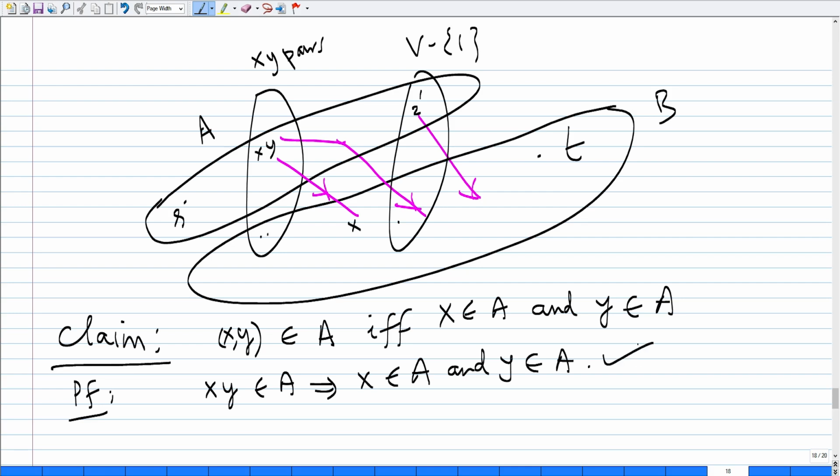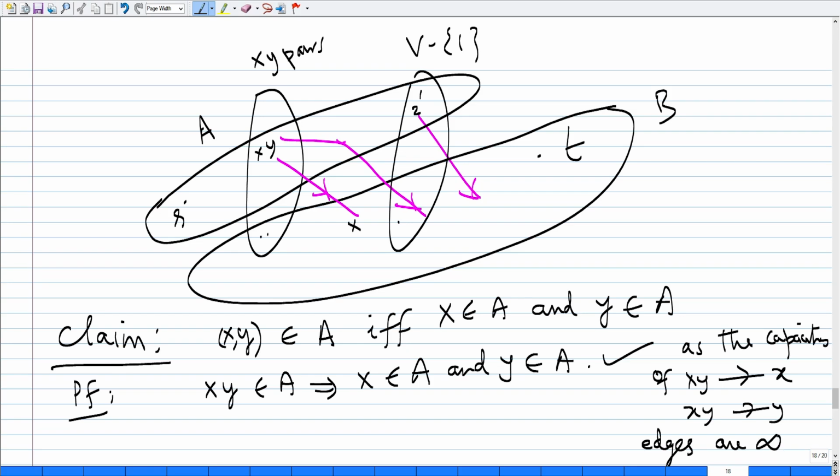So, this direction is easy, as the capacities of the xy to x edge and xy to y edges are infinite, but the capacity of the cut we are looking at is finite. The converse direction. So, conversely, suppose x is in A and y is in A, but xy is in B.